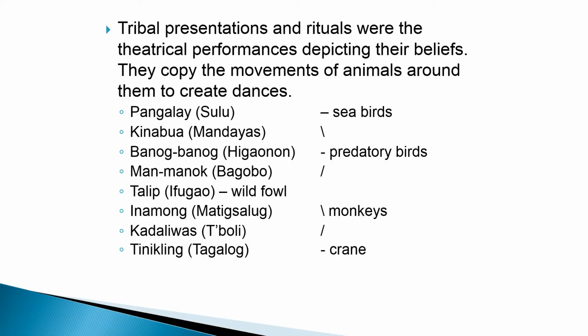Tribal presentations and rituals were the theatrical performances depicting their beliefs. They copied the movements of animals around them to create dances. The Pangalay in Sulu copies the motion of seabirds, the Kinabuha from Mandayas, the Banog-Banog from Higaonon, and the Manmanok from the Bagobos copy the movements of predatory birds. The Talip from the Ifugao copies the movements of a wild fowl. The Inamong and the Kadaliwas copy the movements of monkeys, and the Tinikling from the Tagalog copy the movements of a crane.